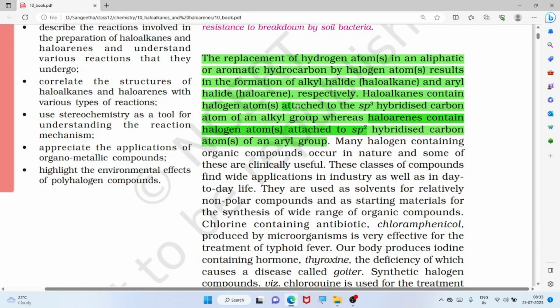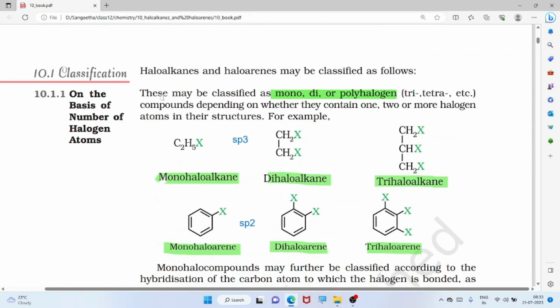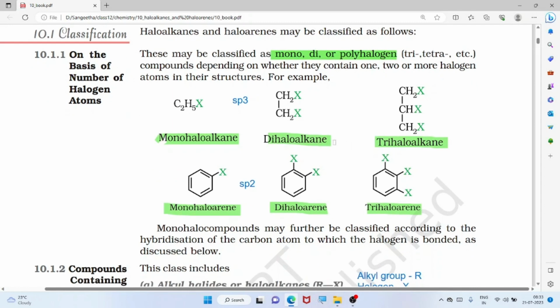Haloalkanes contain halogen atoms attached to the sp3 hybridized carbon atom of the alkyl group, whereas haloarenes have halogen attached to the sp2 hybridized carbon atoms of the aryl group. Depending on the number of halogen atoms, it can be classified as mono, di and polyhalogen. The alkane ones are sp3 hybridized, whereas the dihaloarene and trihaloarene are sp2 hybridized.